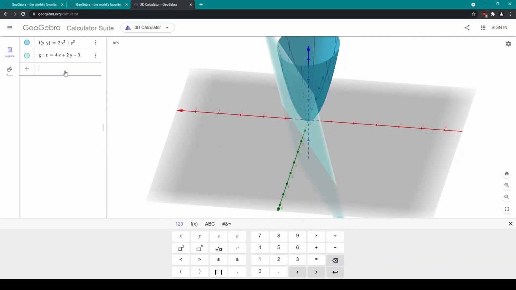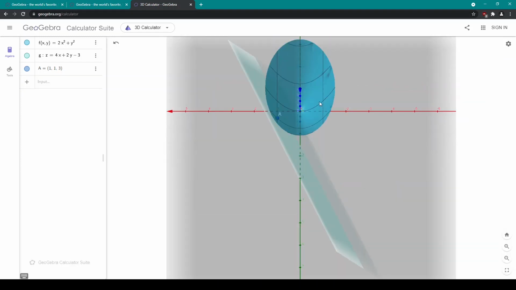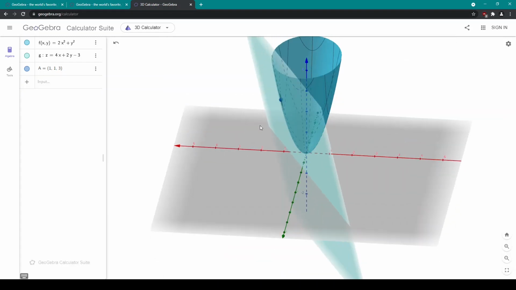What happens if I try to just plot a point? Yeah, okay. I plotted a point here. We can see that that's where the intersection occurs. Right? So it works the way that it's supposed to, which is nice to see.